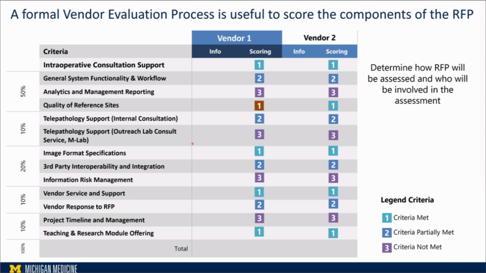So the things that we also focus on, the most important thing for us was the interoperative consultation support. That's extremely important. So we put it, we need this support. What is the functionality and the workflow of the system? Definitely you need to ask about quality reference sites.